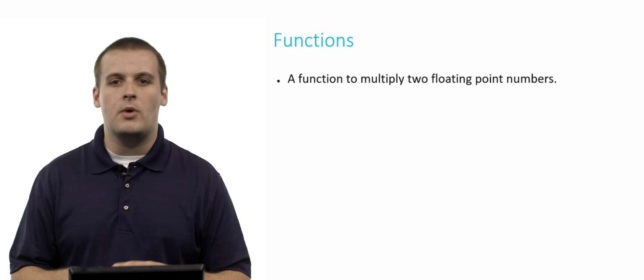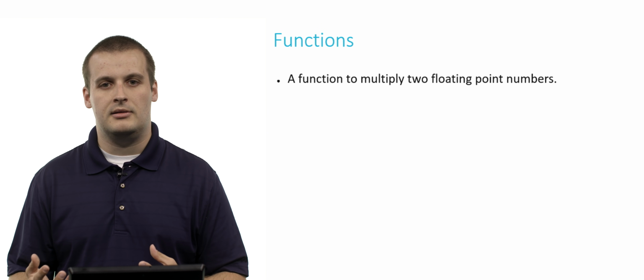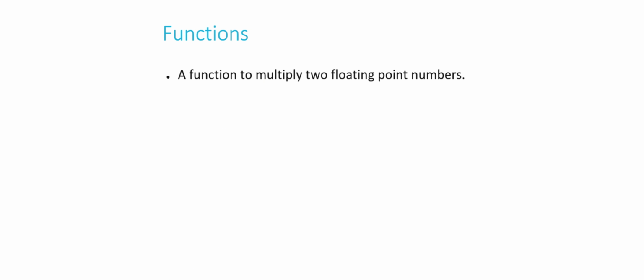What would the return type be? What would the meaningful name be? What would the inputs be? So why don't you pause the video here and write up a function declaration for a function that would multiply 2 floating point numbers together. All right, hopefully you paused the video.